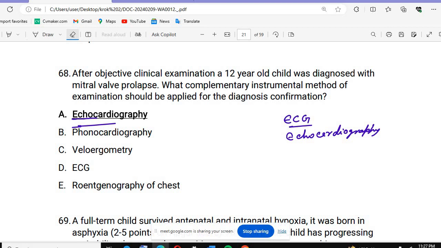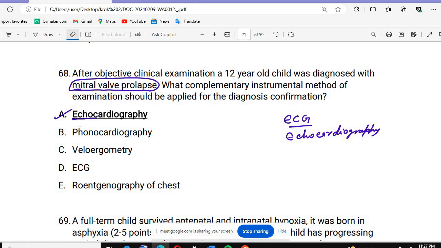Any problem with the heart, what will you do? That's the toughest question for today. Whatever you do, we will do echocardiography. Are you doing phonocardiography? Will you put a phone near the heart? No. The other options are velergometry, ECG and roentgenography of the chest. Roentgenography of the chest is the X-ray. Phonocardiography involves some audio recording, but we don't usually use that, so it will not be the answer.